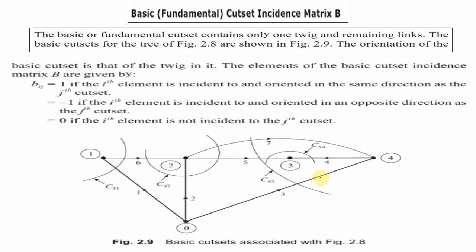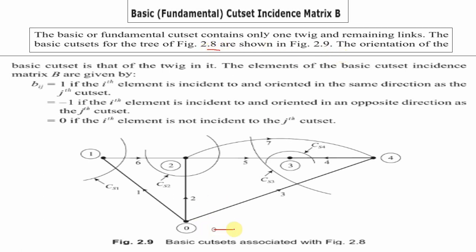Okay, now next is the basic or fundamental cut set incidence matrix. For that also there are basic conditions. If those conditions are satisfied, then we can say that it is a cut set incidence matrix. The basic or fundamental cut set contains only one twig and the other remaining are links. So the basic cut sets for the tree diagram in figure 2.8 are shown in figure 2.9.